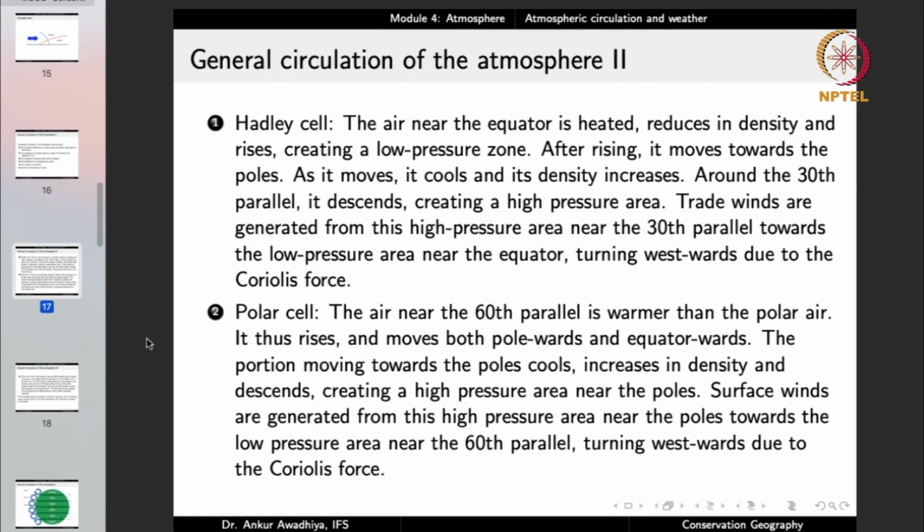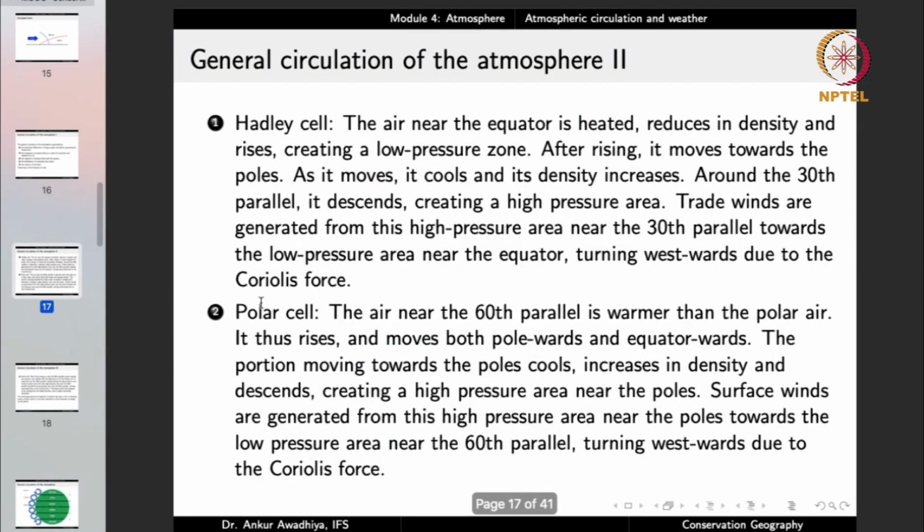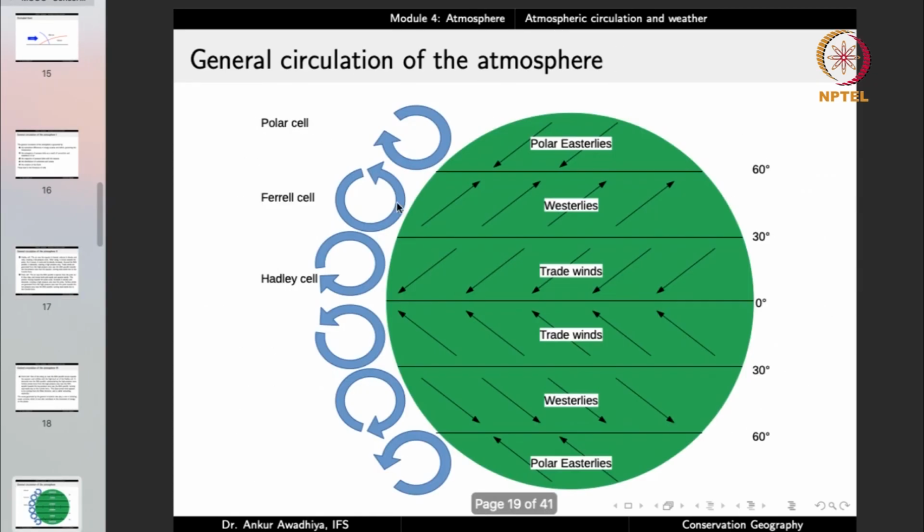So these turn westwards due to the Coriolis force, and in both the hemispheres they are turning westwards. Then you have the polar cell. The air near the 60th parallel is warmer than the polar air. So here we are talking about the 60th parallel, 60 degrees north and 60 degrees south. Now the air here is warmer than this air at the poles.